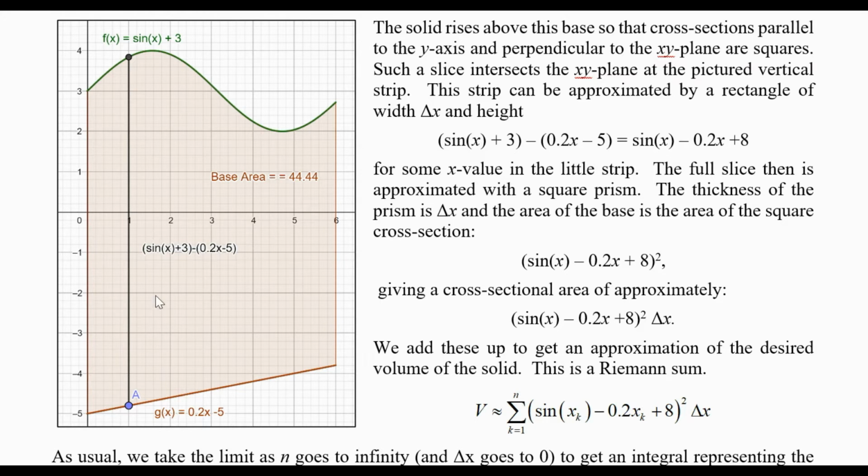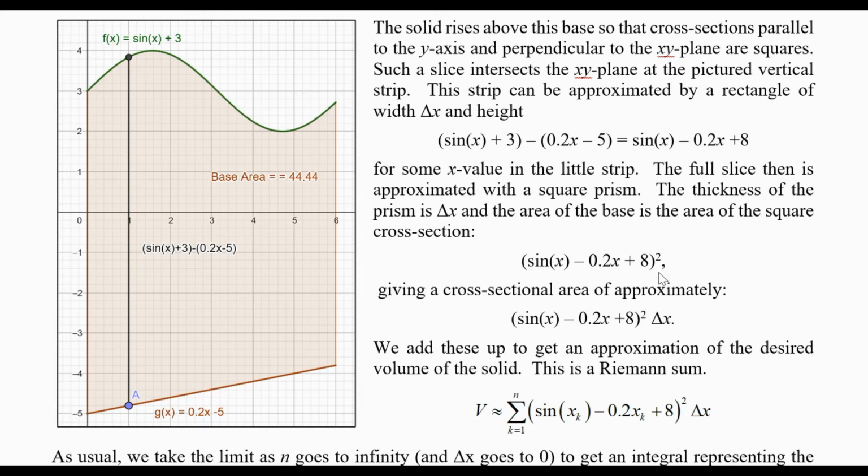Okay, so again, this is the base of the figure that we're looking at. The top is given by this curve, the sine wave, and the bottom is given by this linear piece here, for a height given by the difference in those two, which turns out to be sine of x minus 0.2x plus 8, for some x value within a strip, and then the width is delta x. So the full slice is approximated with a square prism. This sine of x minus 0.2x plus 8 is both the base and the height, and then the thickness is delta x. So the area of the cross section is sine of x minus 0.2x plus 8, squared.